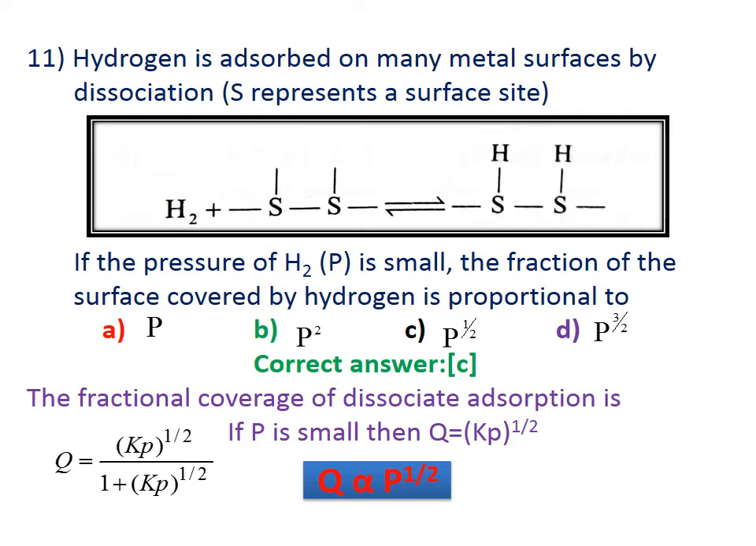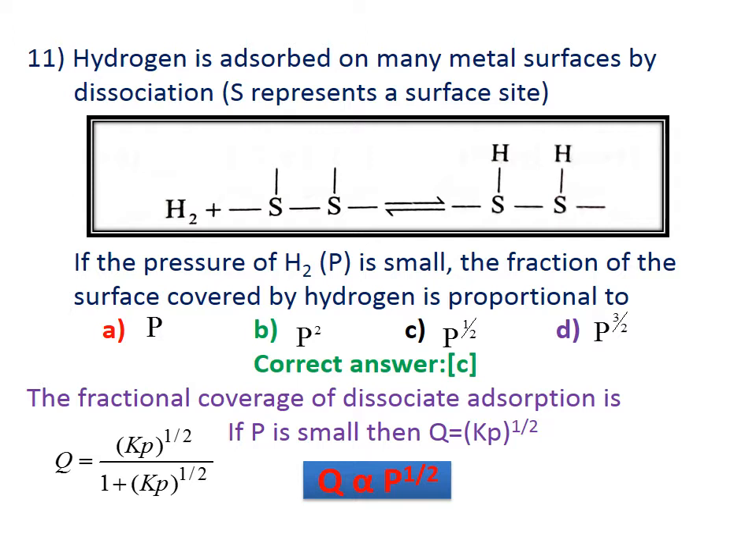11. Hydrogen is adsorbed on many metal surfaces by dissociation. The S represents the surface site, H2 plus the surface site S, it will give the H atoms adsorbed on the surface. If the pressure of H2 is small, the fraction of the surface covered by the hydrogen is proportional to, the correct answer is C, P power half. That is, the amount of surface covered is directly proportional to P power half.